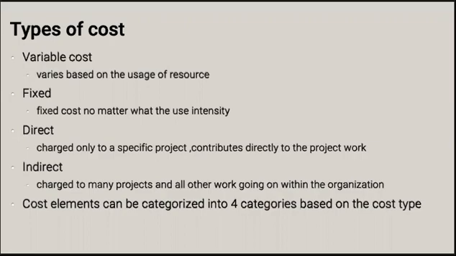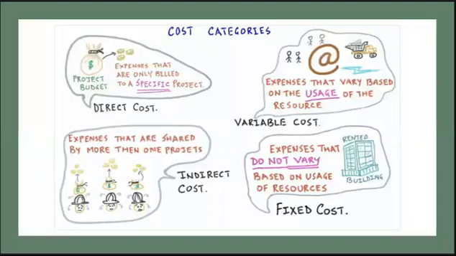And indirect costs are costs that contribute not only to this specific project, but also to all the other projects and all the other work of the organization. So electricity in the office, the canteen, things like that, the aircon in the office. So that's an indirect cost. And every cost can be categorized based on this. So we could have direct fixed, direct variable, indirect fixed, and indirect variable.